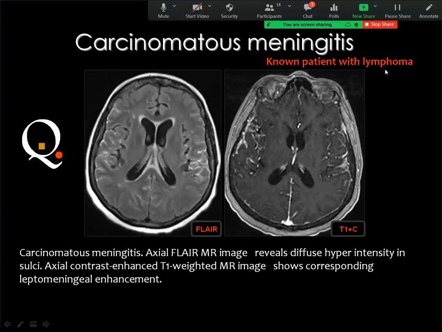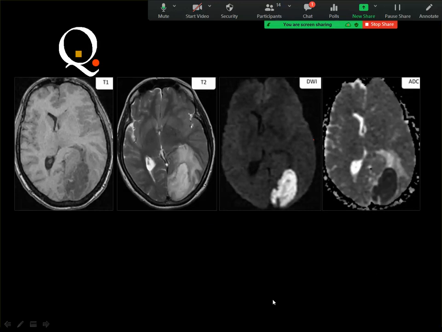But if you know that the patient had lymphoma and you have leptomeningeal enhancement, you know that this is lymphoma. And you remember the differential diagnosis of leptomeningeal enhancement is one of four: TB, sarcoid, lymphoma, and metastasis. Okay, and this is T1, T2, diffusion, and ADC.